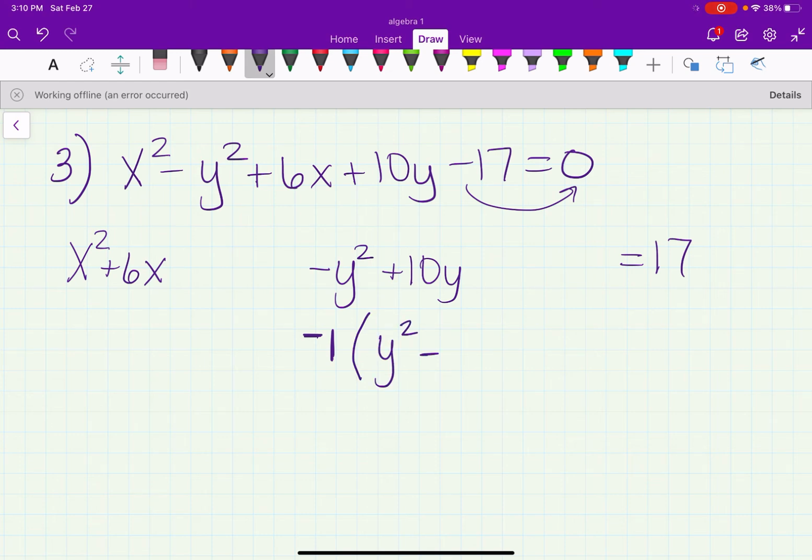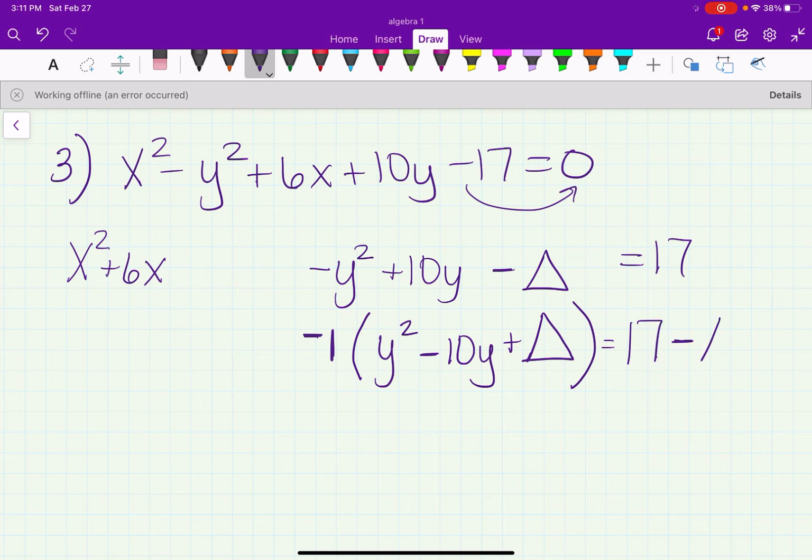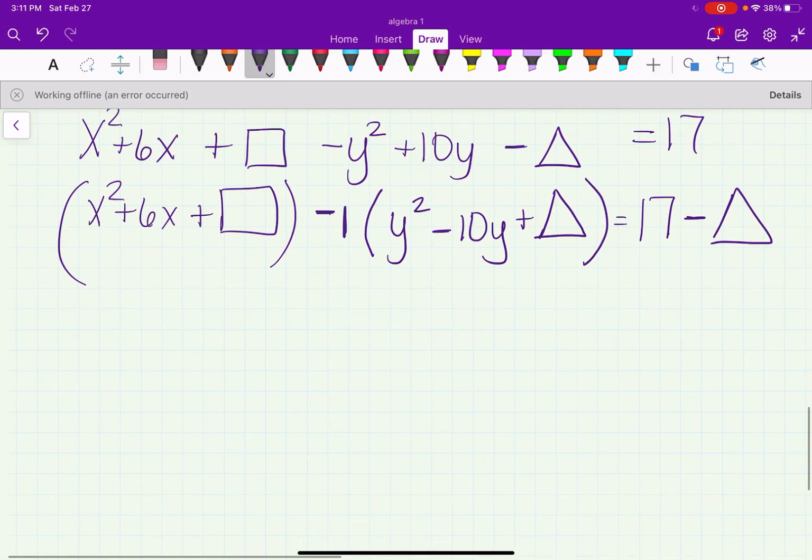So this would be negative 10y. And then I'm going to put a triangle here. But really, what type of triangle was that? Well, if we distribute back through, that was a negative triangle to begin with. And then I took a negative off of it. So really over here we have 17 and a negative triangle. And over here we didn't have to do anything. So this is just going to be x squared plus 6x plus a square. And now we're going to complete the squares.